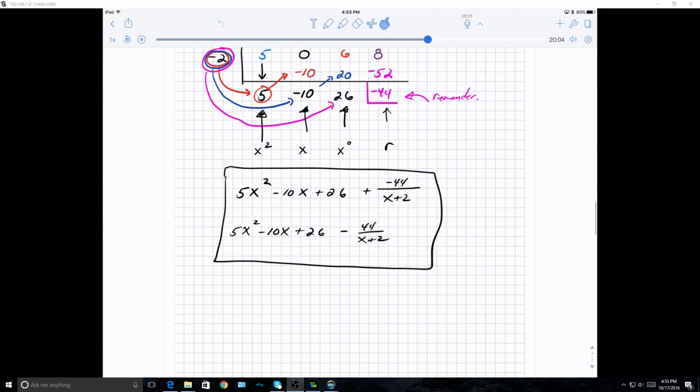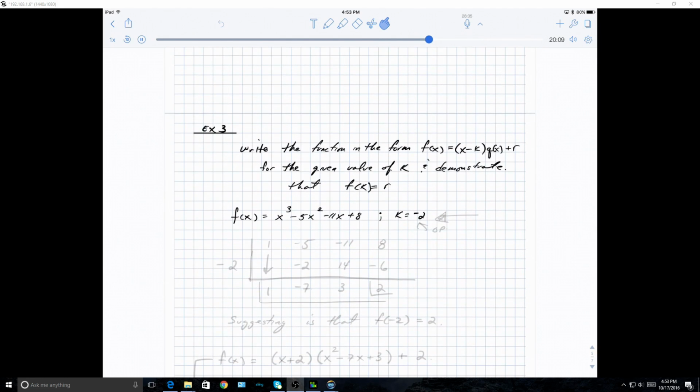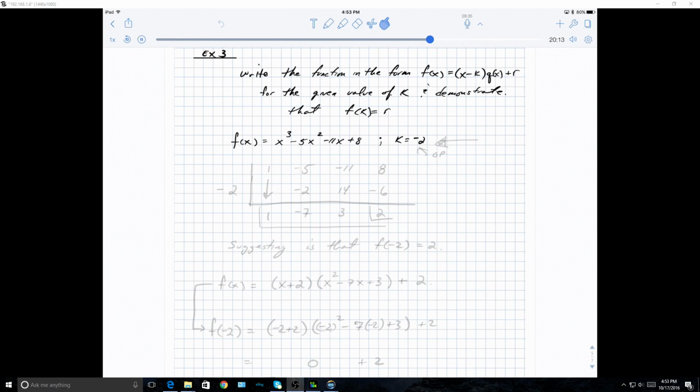All right, so let's look at another example, and we're going to have to write the function in the form f of x equals the quantity x minus k times q of x plus r, or the remainder theorem. And then we're going to have to prove that the remainder theorem actually works by giving us that point f of k equals r. So the easiest way to do this, since they already gave us k, is to use synthetic division.